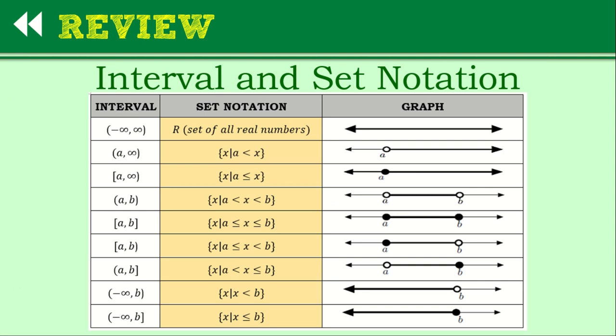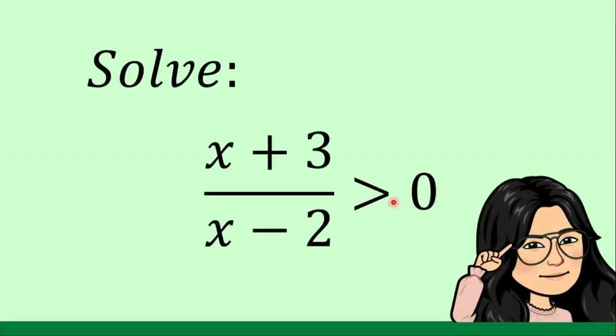How do we solve rational inequalities? Given (x + 3)/(x - 2) > 0, how do we find the value of x? Do not worry, I'm here to guide you all the way. So follow these steps as your guide.